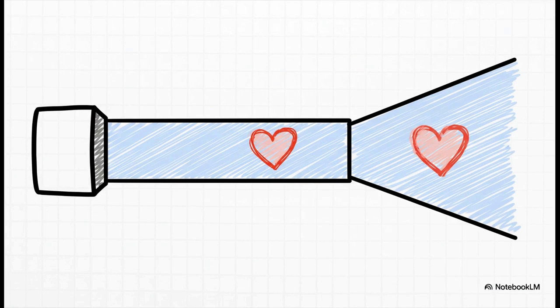Now, the ultrasound beam isn't just a single line. It has a shape, kind of like the beam from a flashlight. Right up close to the probe, we have what's called the near field, or the Fresnel zone. Here the beam is nice and tight, columnar, and focused. This is our sweet spot. This is where the magic happens for imaging.